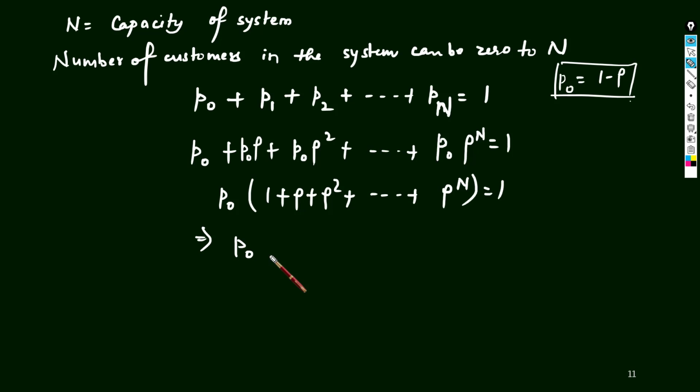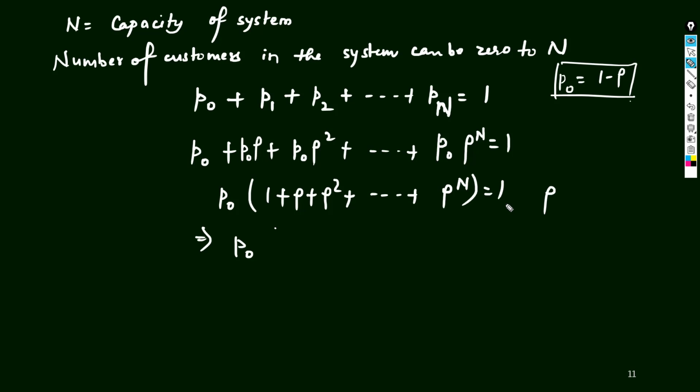From here we can write this as the sum. Now look at this, the value of rho can be anything. Earlier in the infinite queue length model it was expected that rho should be less than 1, but here rho can be less than 1, it can be equal to 1, it can be greater than 1. It can accept any value, because as I told already in the previous model, if the queue length is finite, fixed, then rho can be greater than 1 also.